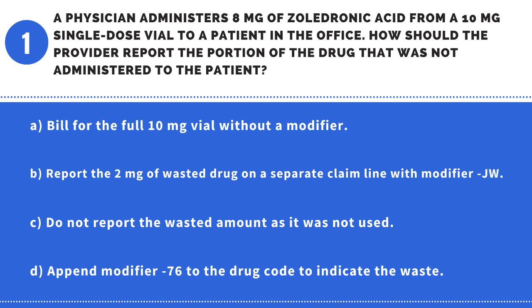Question 1. A physician administers 8 mg of zoledronic acid from a 10 mg single-dose vial to a patient in the office. How should the provider report the portion of the drug that was not administered to the patient? A. Bill for the full 10 mg vial without a modifier. B. Report the 2 mg of wasted drug on a separate claim line with modifier JW. C. Do not report the wasted amount as it was not used. D. Append modifier -76 to the drug code to indicate the waste.